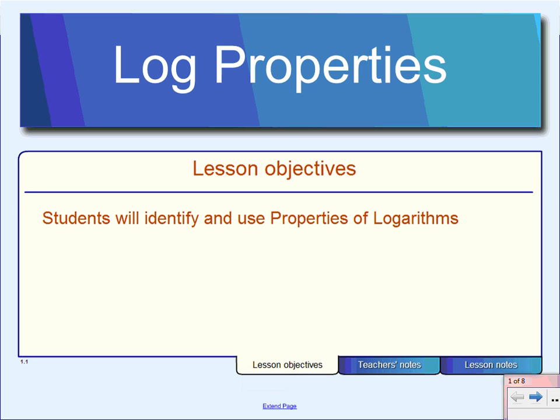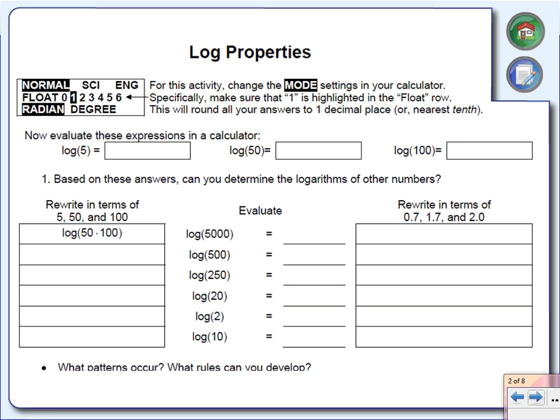We're going to be looking at some properties of logs, but before we do that, you'll notice at the top of your paper, they tell us that there's a certain mode we've got to set. So everybody go to your calculators and go to mode. Right below normal, you'll notice that you've got float highlighted. We're going to change that to 1. We want to make sure that all of our decimals today are rounded to 1 decimal place. That's what that 1 highlighted means. Right now it's set to float, which basically means it's going to give you as many decimal places as it can. We want just 1 decimal place.